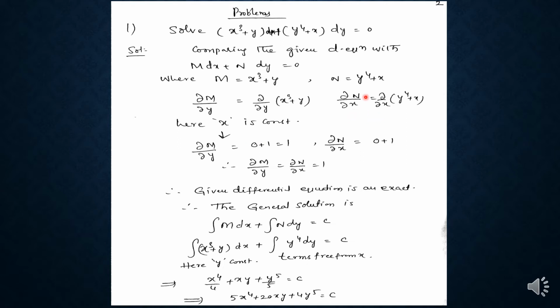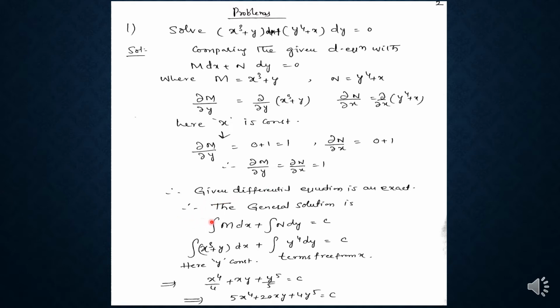Similarly, find the partial derivative dou N by dou x. Dou by dou x of N, that is y to the power of 4 plus x. While differentiating with respect to x, y will be treated as a constant. So dou by dou x of y to the power of 4 becomes 0, plus dou by dou x of x is 1. Here dou M by dou y is equal to dou N by dou x is equal to 1. So the exact condition, the necessary condition, is satisfied. So the given differential equation is an exact differential equation.